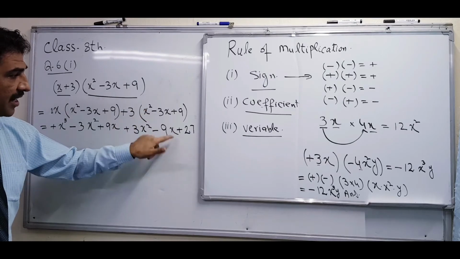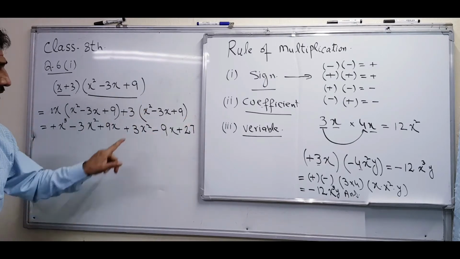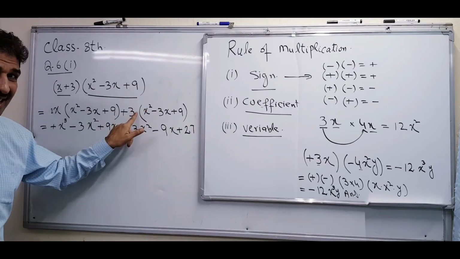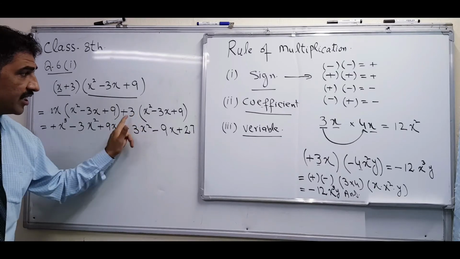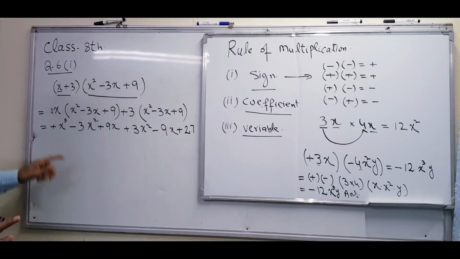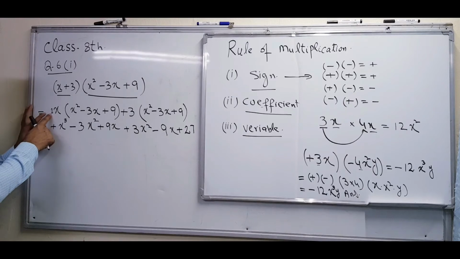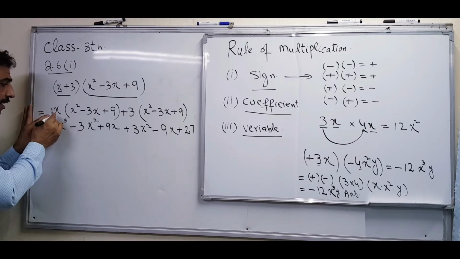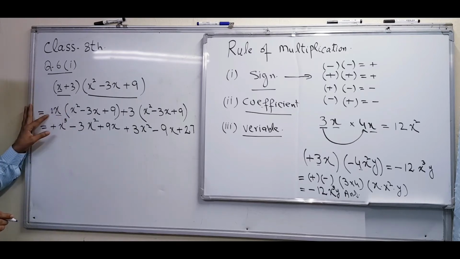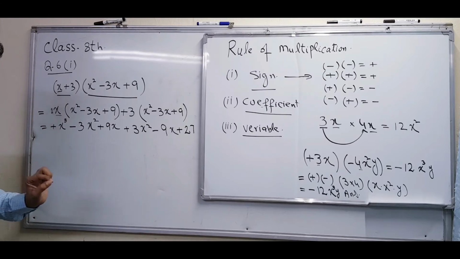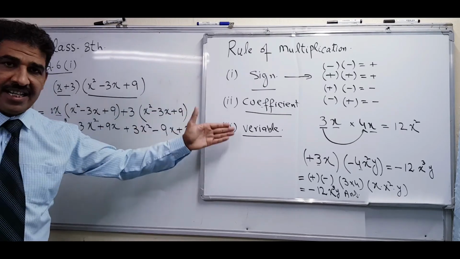x square same, x same, and here no variable, because outside there is no variable. But the coefficient is 3, so all the coefficients will be changed. And here what is that? Here is coefficient 1, the sign is also positive. So coefficient same, sign same, but the variable will not be the same. Okay, that is the clue to check whether you are right or wrong. But the steps I already explained.